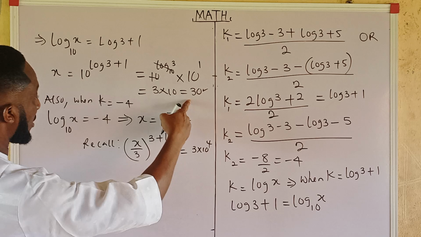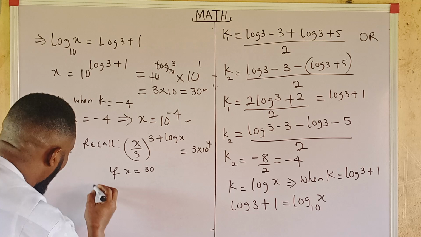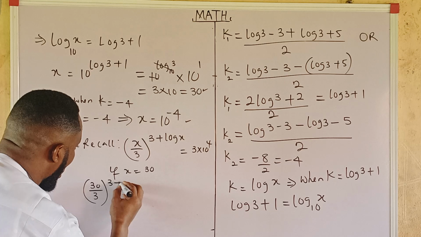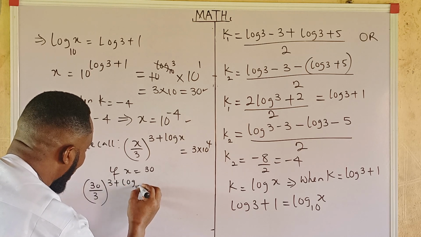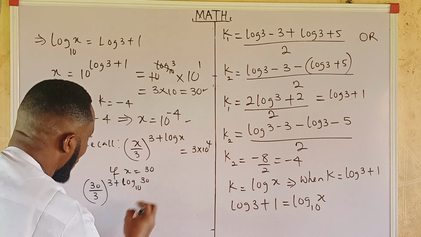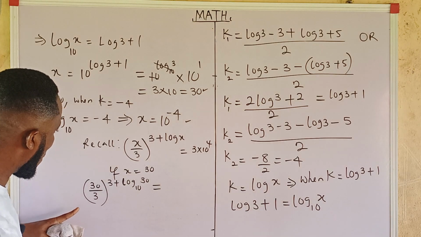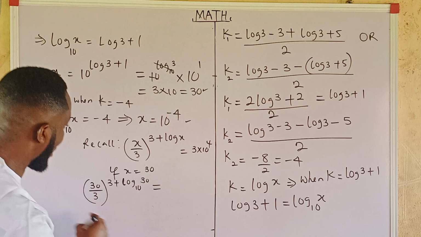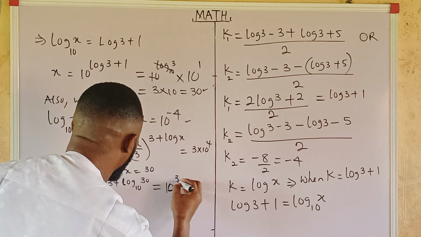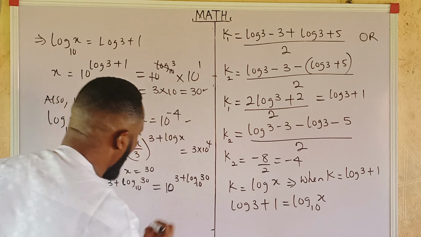Now let's take the value of x equal to 30. So if x is equal to 30, we're going to be having 30 all over 3 to the power of 3 plus log to the base of 10 of the argument 30. So I can simplify this. 30 divided by 3, that's 10. That will be 10 to the power of 3 plus log to the base of 10 of the argument 30.